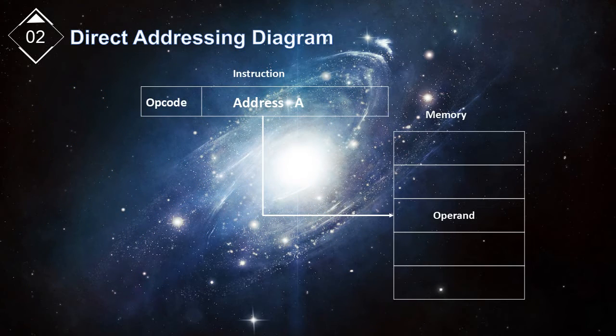You saw the direct addressing mode diagram. The address refers to the memory address of the operand.